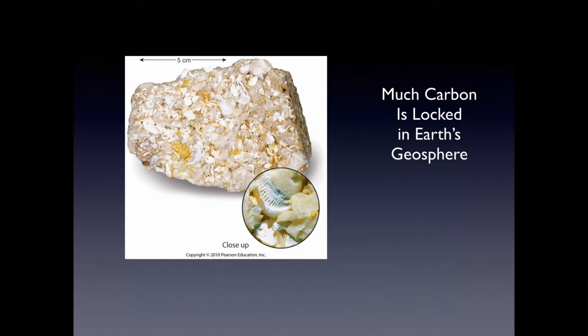So a lot of the carbon that gets taken out of the atmosphere gets locked up in the Earth's geosphere. And how does that occur? Well, when the carbon gets washed into the ocean, it gets taken up by organisms which use it as part of their shells. And then those organisms die and they fall to the bottom of the ocean and they get locked up in the sediments at the bottom of the ocean. Ultimately, those are subducted into the Earth's mantle.